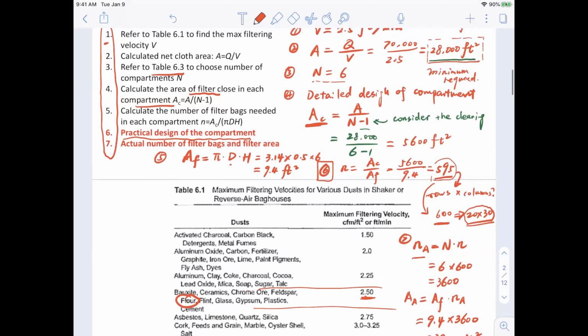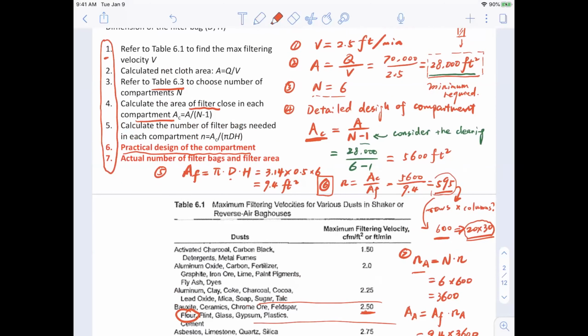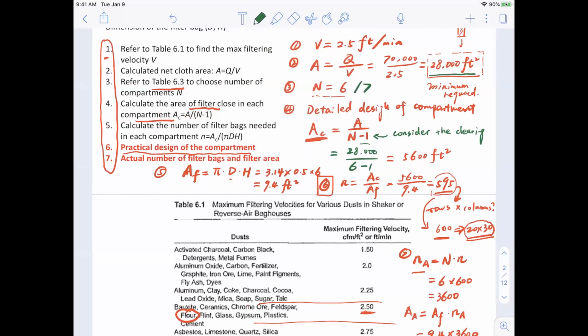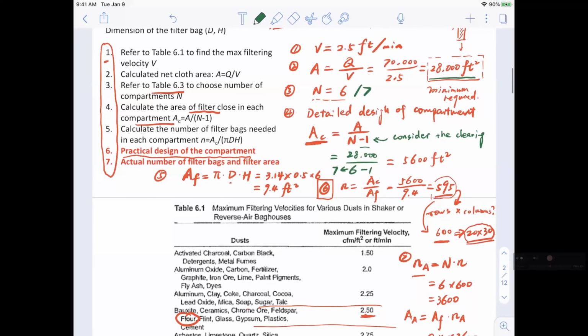Right? So I noticed that some of you also chose the number of 7 here instead of 6, right? So if it's for 7 compartments, what we need to do is change this n number to 7, right? And then I'll just write out the answer here. So basically in the 4th step, what you have is AC is equal to 4667 square foot. And in the 5th step, N is equal to 495.